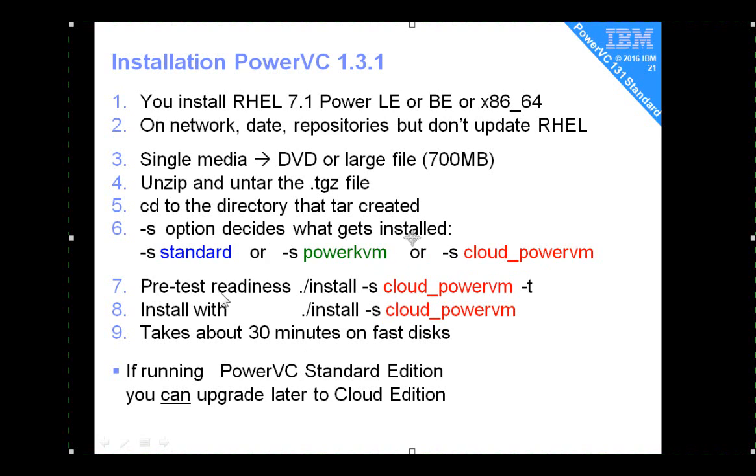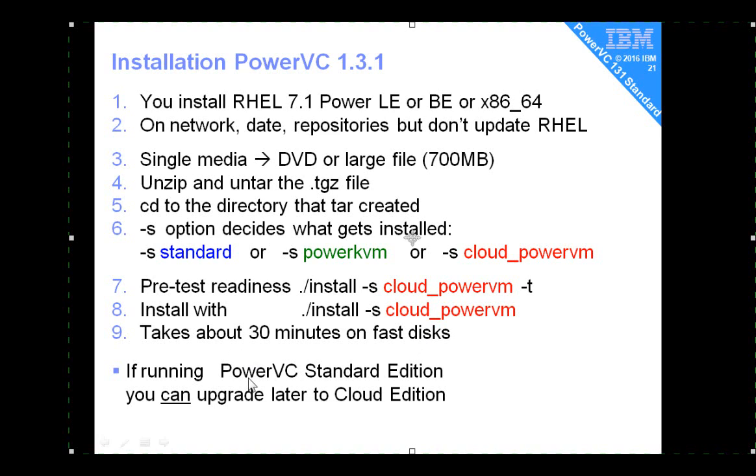Okay, so if you want to do a quick test to see if it's going to install okay, nice and cleanly, you can put a -T in here. If not, you run it without the -T, and it takes roughly 30 minutes or so to do the install, if you've got nice fast disks. I'm using Fibre Channel on a V7000. It's quite nice and fast.